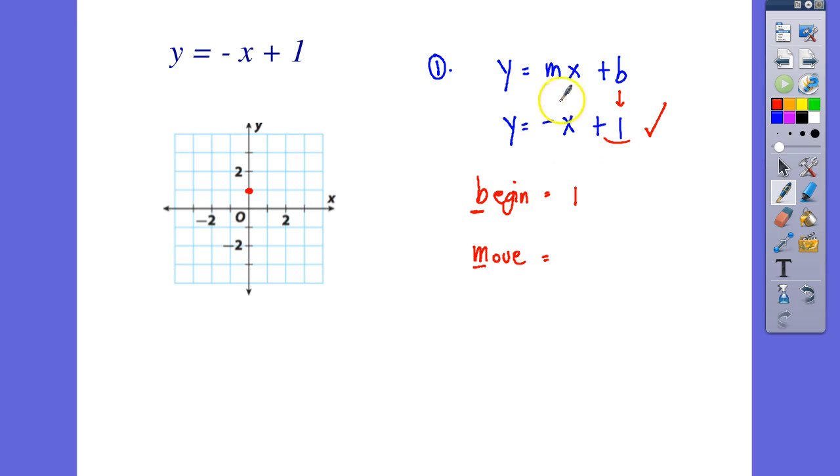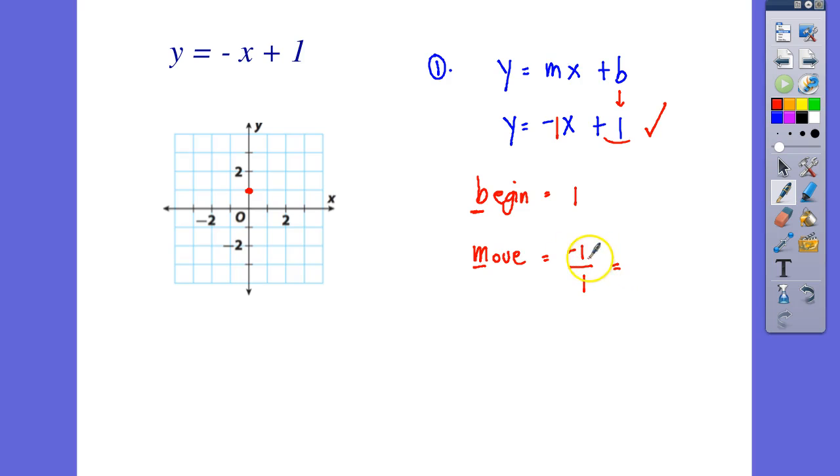Your m is the number in front of x. Let's see. Well, this one has no number. It's just negative x. But remember, when there's no number in front of coefficient, there's an invisible 1 there. So your slope is actually negative 1. Don't forget to include the negative. So negative 1, again, we have to write this in fraction form. You have to put over 1.